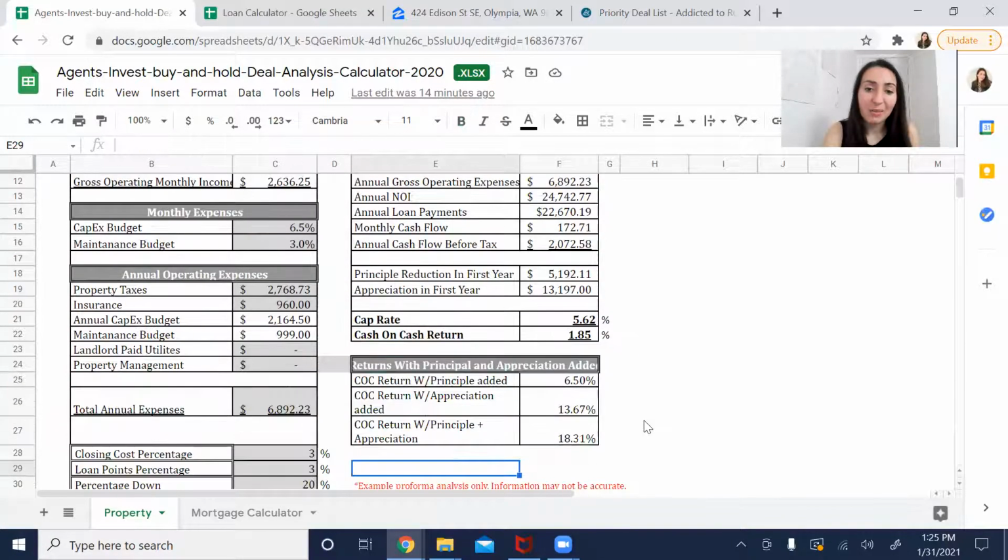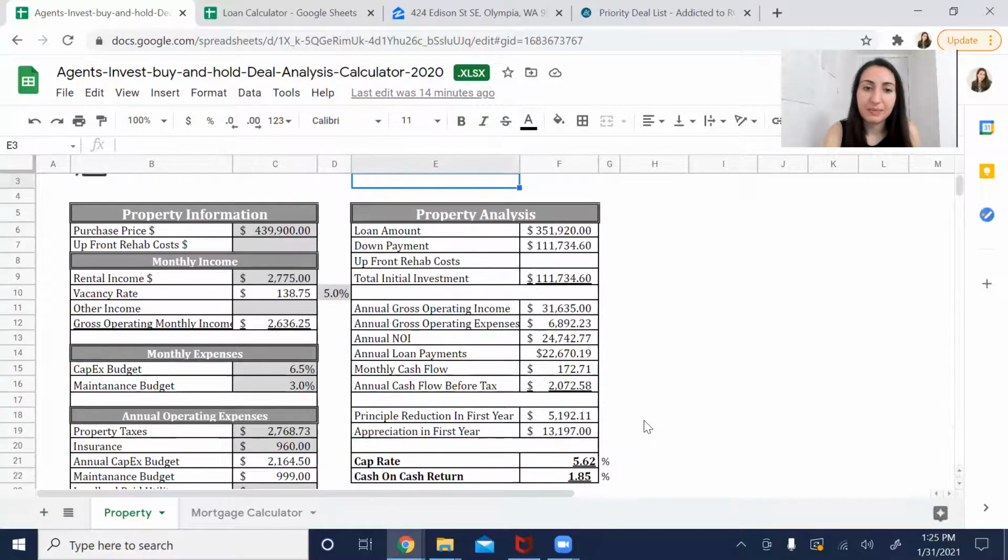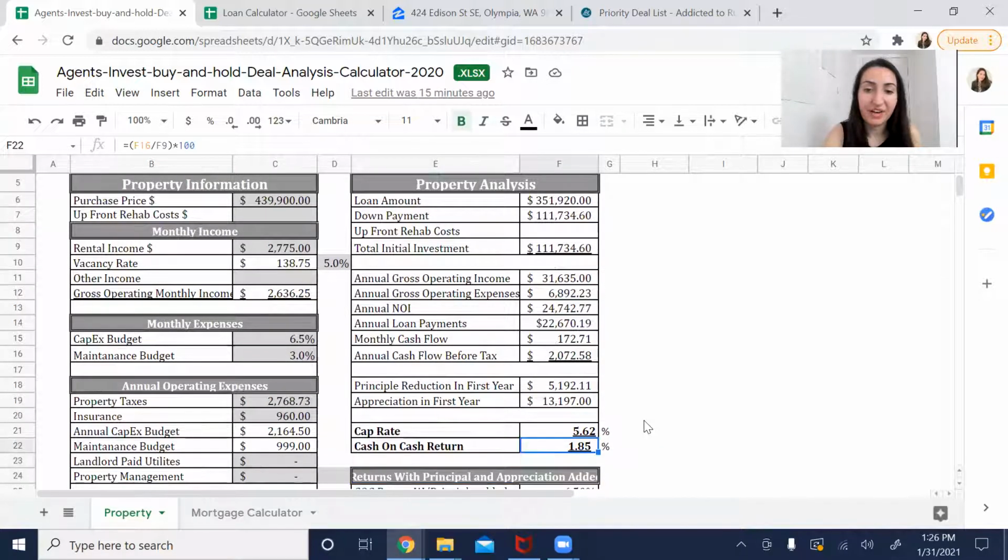And then you have your cap rate. The cap rate is related to the value of the property and the net operating income. So let's say that if you buy a property for less, your cap rate will be higher and it will be better. Or if you have a great net operating income, that will also bring the cap rate higher. So that's good. And we have a 5%.